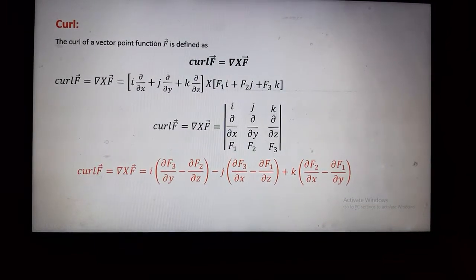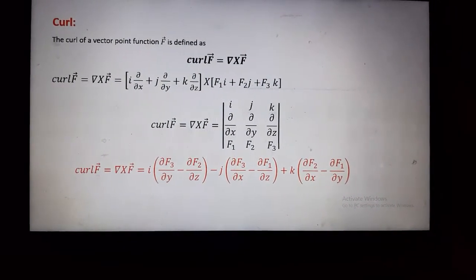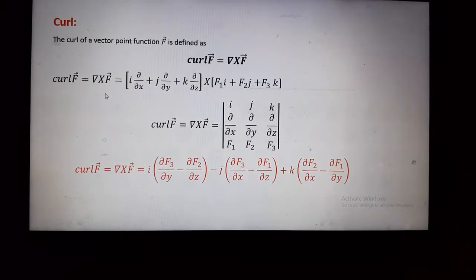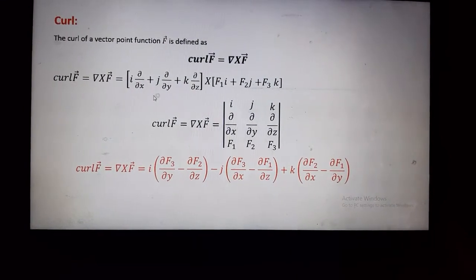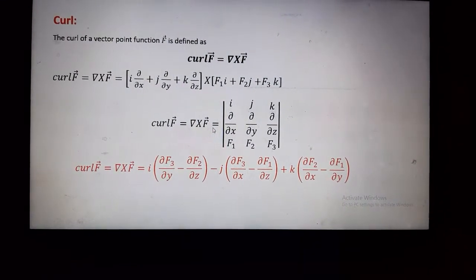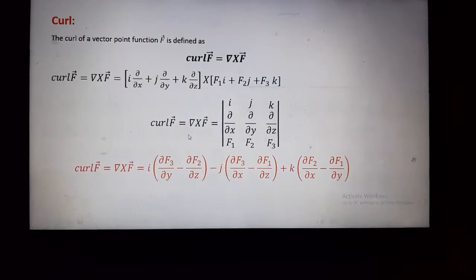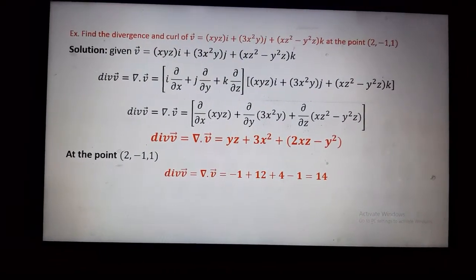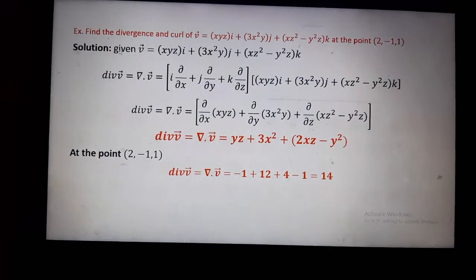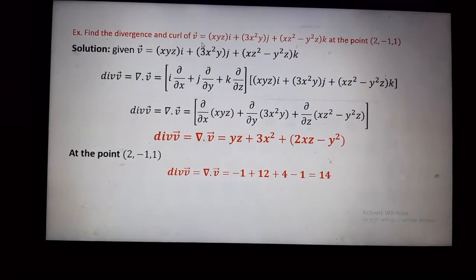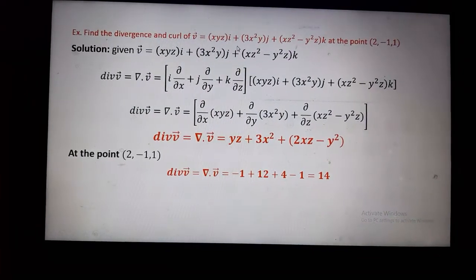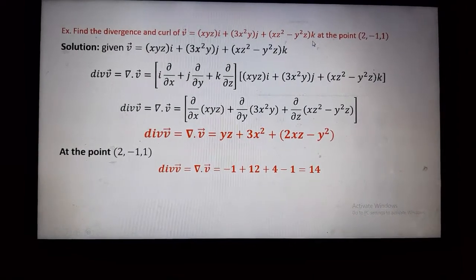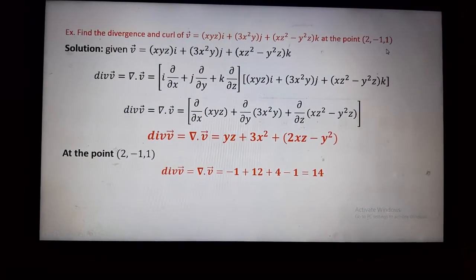So here we should remember, del dot vector is divergence, and del cross vector is curl. Also, del applied to a scalar is a gradient. Now we'll take one simple example on this. Find the divergence and curl of a vector v, which is defined as xyz into i plus 3x square y into j plus xz square minus y square z into k at the point (2, -1, 1).